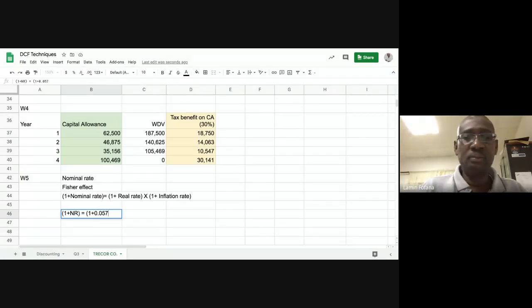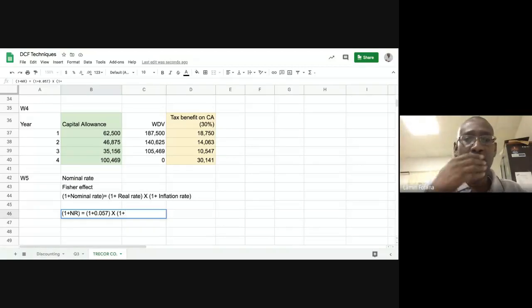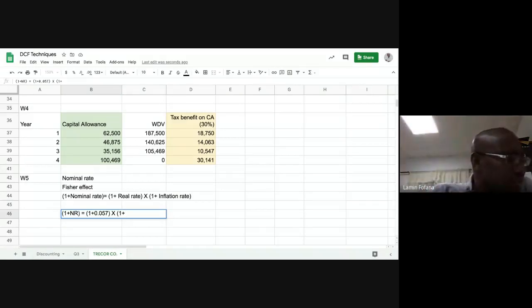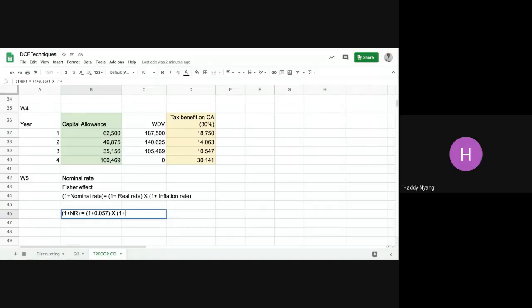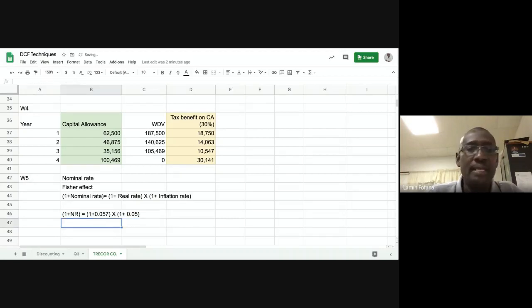which is the same as 0.057, isn't it? Okay, multiplied by 1 plus inflation rate. What was the inflation rate given in the question? 5%. So 5% is 0.05. Bracket closes. Enter.